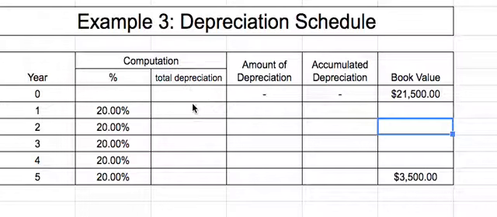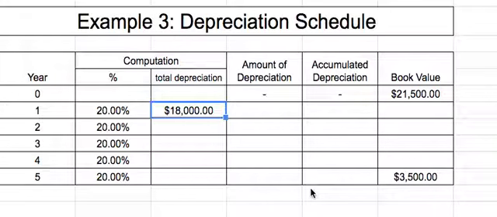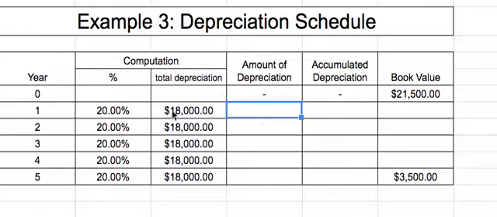As we've already found before, to find the total amount it's going to depreciate, we would take the book value minus the salvage value. If we were to do that right now, we would find it's going to depreciate $18,000 over the entire life of its existence. So I'm just going to type in $18,000 here, and then we're going to duplicate this all the way down, because it's going to be the same amount of depreciation from year to year.